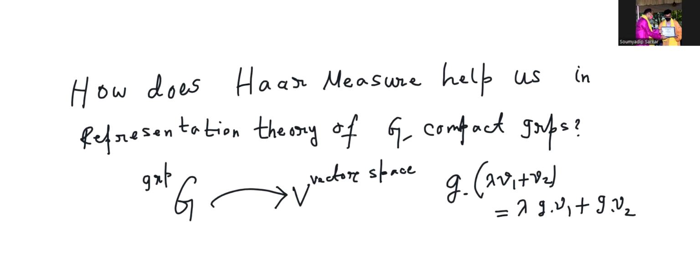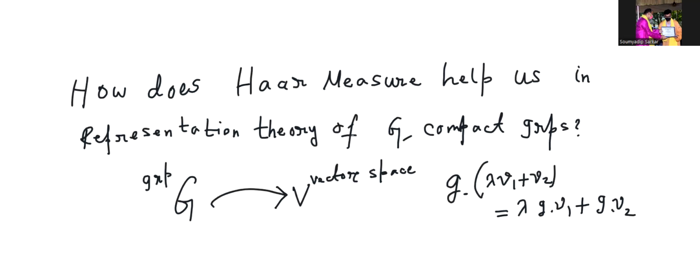So that means a group is acting on a vector space and satisfies this additional condition that g dot (lambda v1 plus v2) is equal to lambda g dot v1 plus g dot v2, where lambda is a scalar and v1 and v2 are arbitrary vectors in V. So that means my G is acting linearly on a vector space V. So that is the definition of a representation of a group G on a vector space V. Okay. So now what happens?